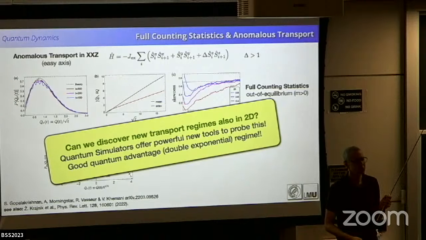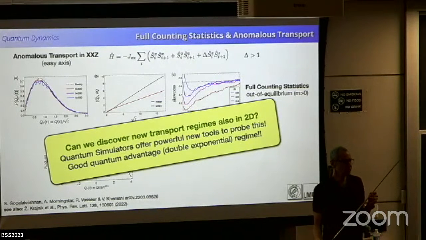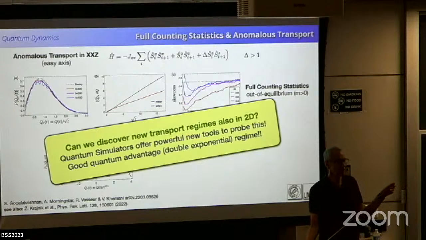For larger ones, we can't do that, but the calculations have been done, and it seems that it also falls into the KPZ universality class.